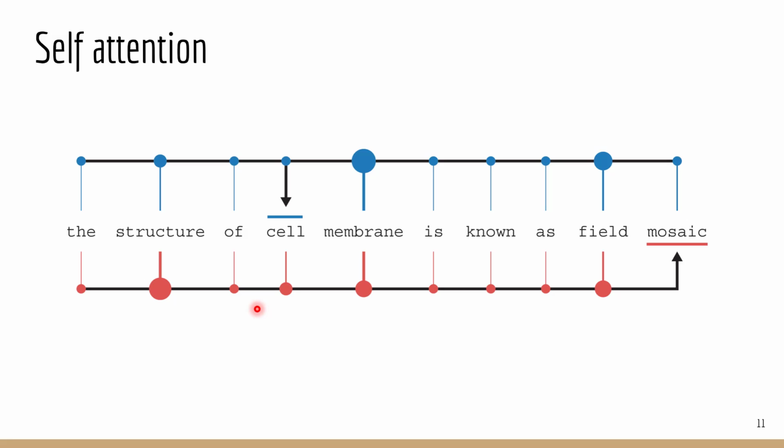So for instance, when we look at the word cell, we might be interested in attending to membrane or to the field, and less interested in other words like is, noun, or other words. Or when we look at the word mosaic, we are interested in membrane, structure, or field, and we're less interested in other words in that context.